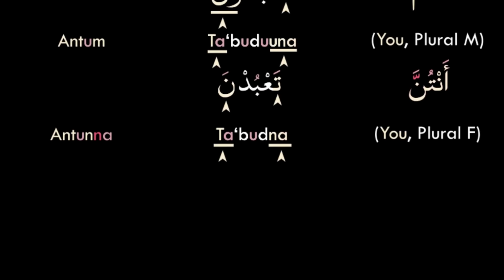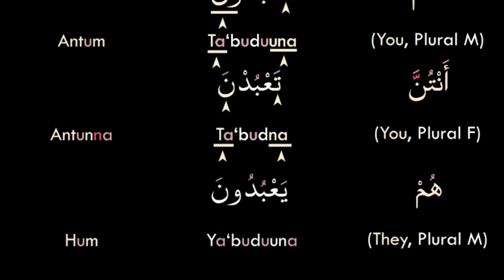Finally, we got the last one, they. We also have they for male and female. For male, it is hum, and we say hum ya'budun. We add ya in the first to indicate that I talk about them, and waw and nun in the end to indicate that they are a group of men.